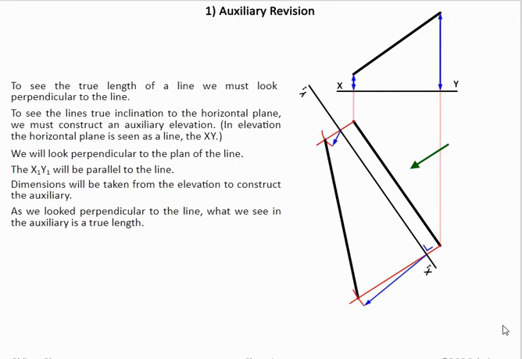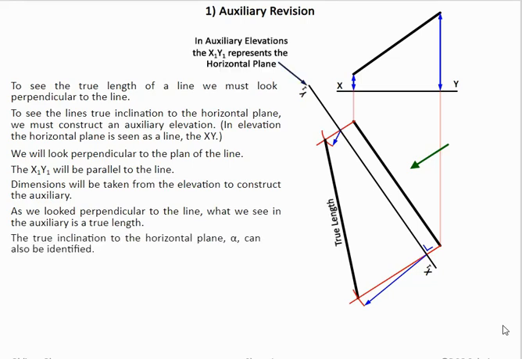Now this gives us the true length of our line, but it also gives us the angle which this line is making to the ground. So this here is the true angle which this line makes with the ground. So if we look along the true length, we can actually see the angle which this line makes to the ground as well, using this method.